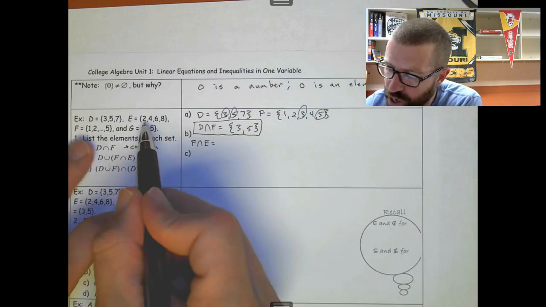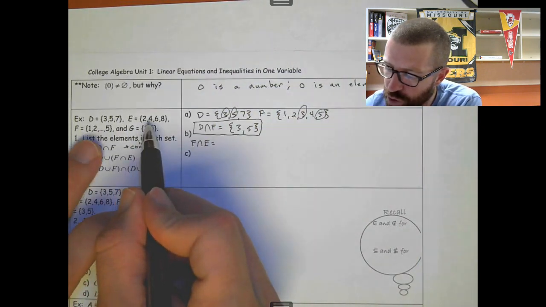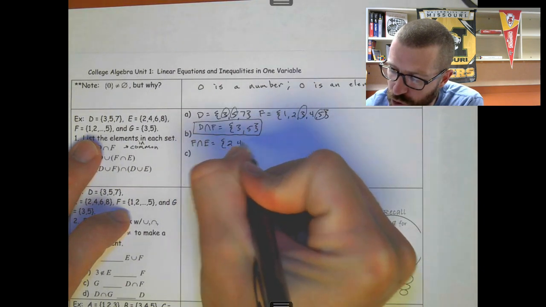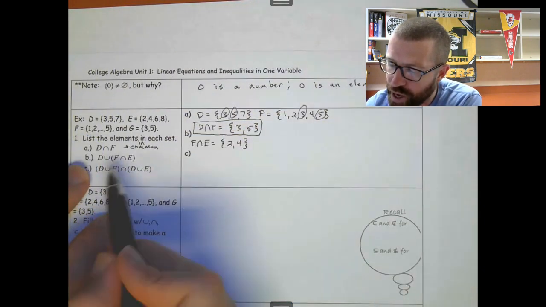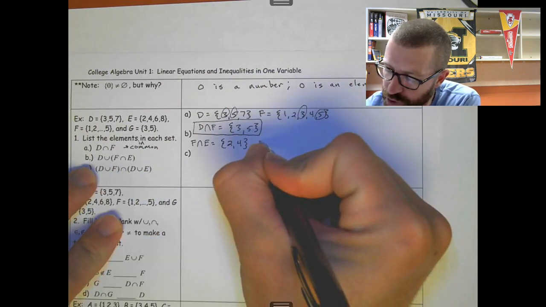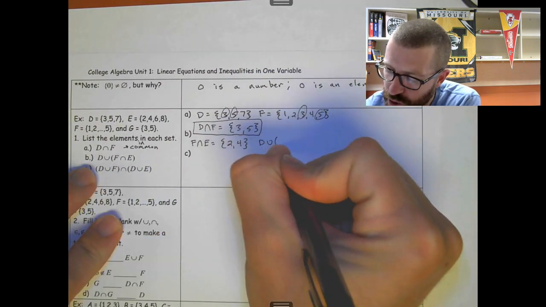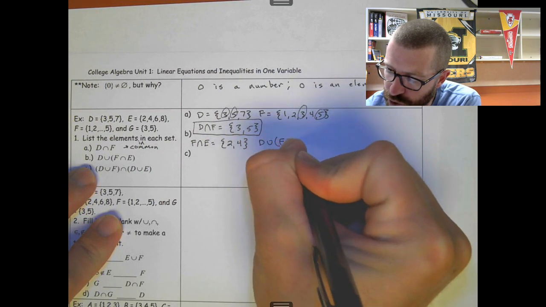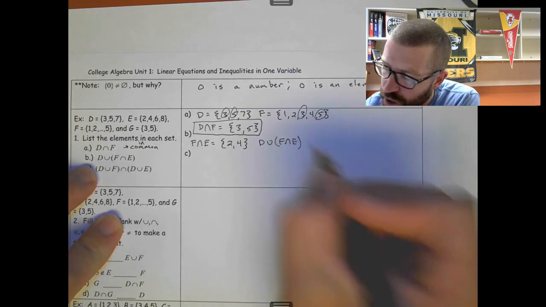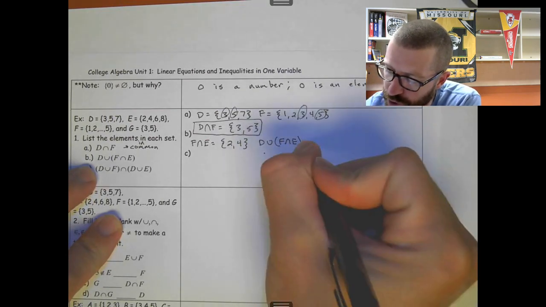So F and E, what do they have in common? Well, they both have a 2 and they both have a 4. So this is going to be the set {2, 4}. And now we're going to union that with D. And so we have D union (F intersect E). This is just everything that they have. We'll put that on the next line here.